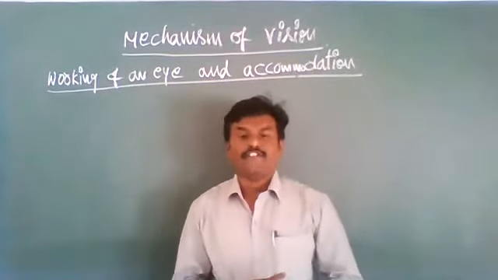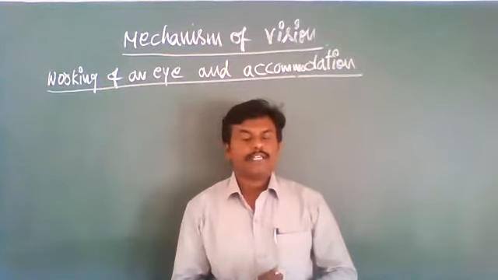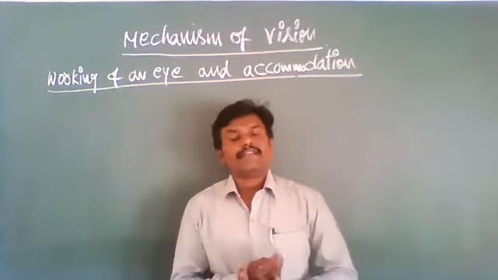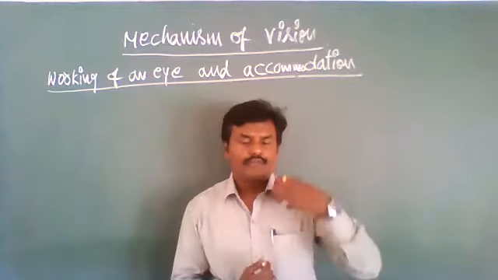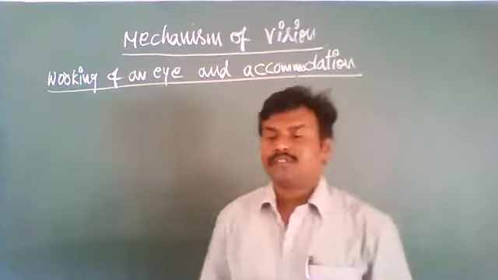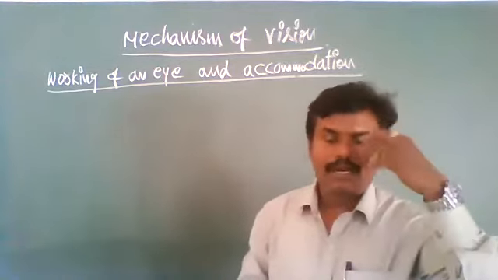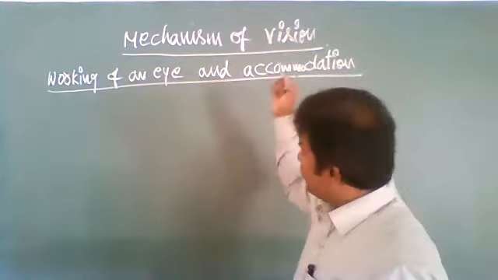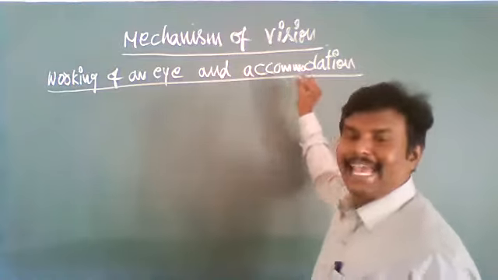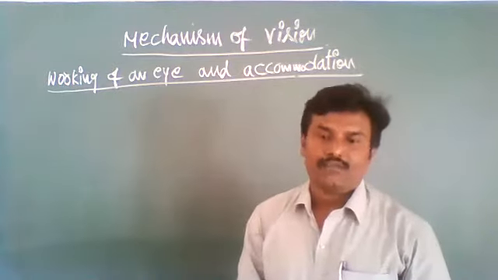Mechanism of vision. In this one, we will see how the human eye functions. Initially, we will talk about the working of an eye and its accommodation: how the eye works, and how light is accommodated in that eye. That is what we will see first.